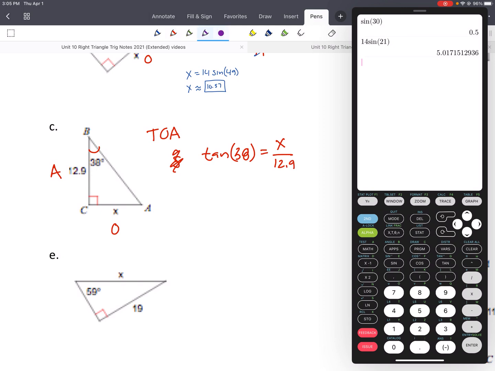Okay, so again, we need to get x by itself, so we multiply by 12.9 on both sides. We can plug this into our calculator, 12.9 tangent of 38. And I get 10.08. So x is approximately equal to 10.08.